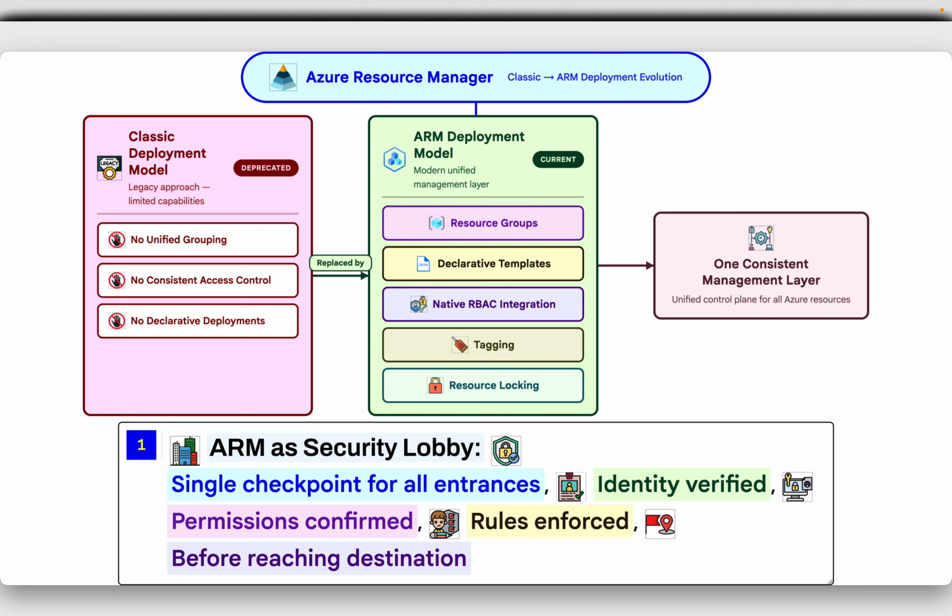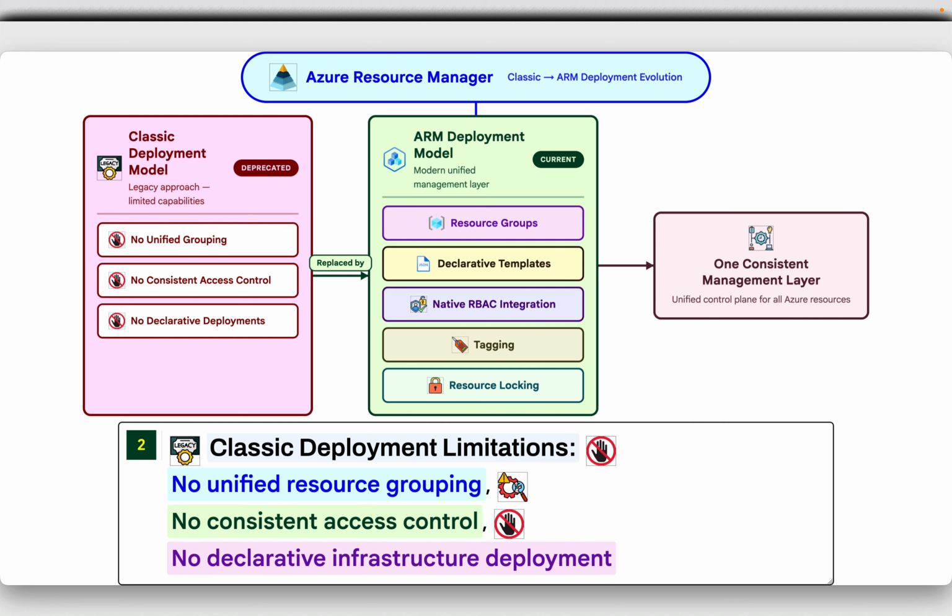Second topic, classic to ARM deployment evolution. Think of ARM as a security lobby in a building. No matter which entrance you use, everyone passes through the same single checkpoint. Identity is verified, permissions are confirmed, rules are enforced, and only then does the request reach its destination.